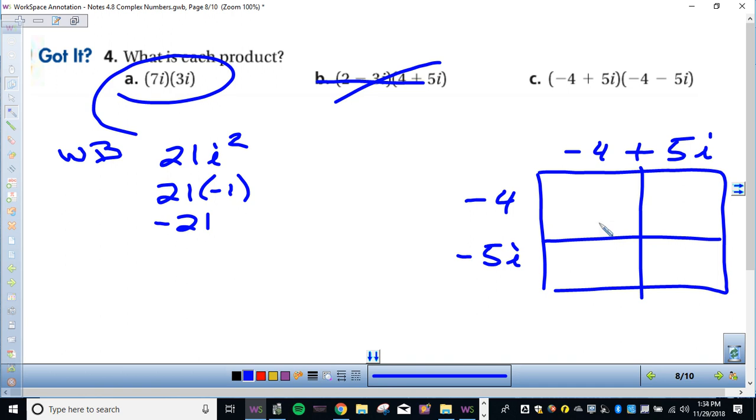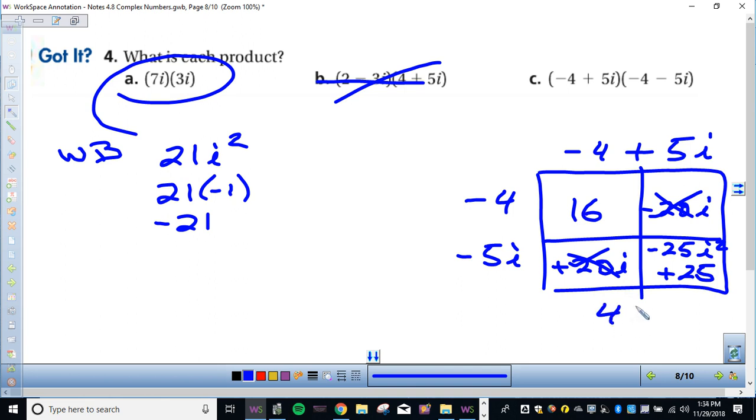Excellent. Okay, what do I get for upper left? Upper left, 16. Upper right, what do I get? -20i. Lower left, positive 20i. Lower right, -25i squared. Excellent. Positive 25. So the diagonal with the 20i and -20i cancels. 16 plus 25 is 41.